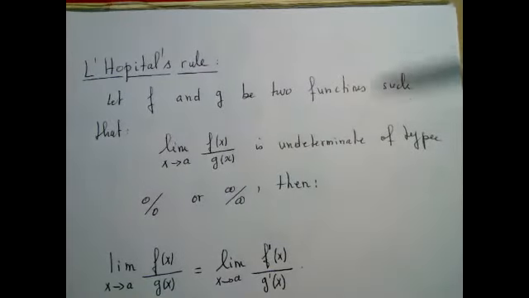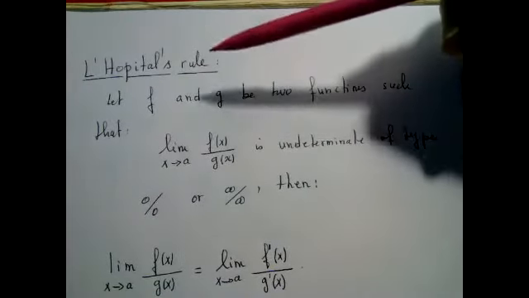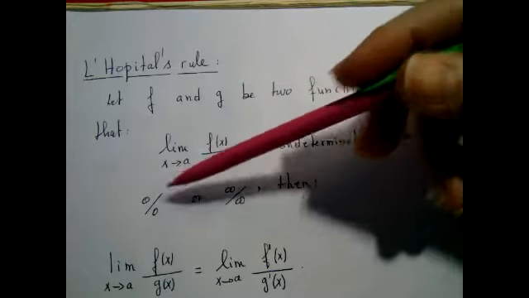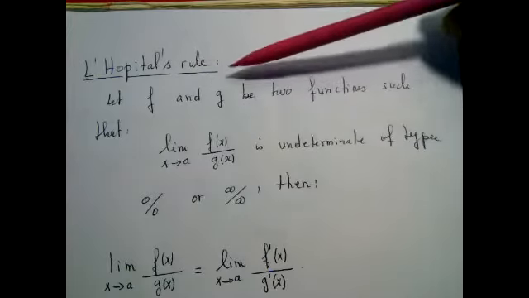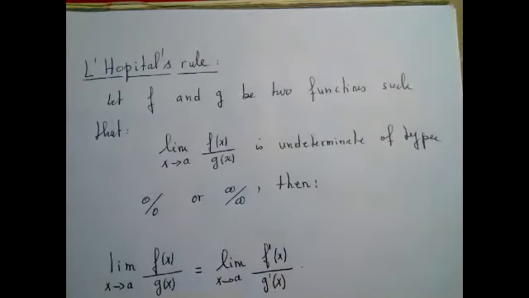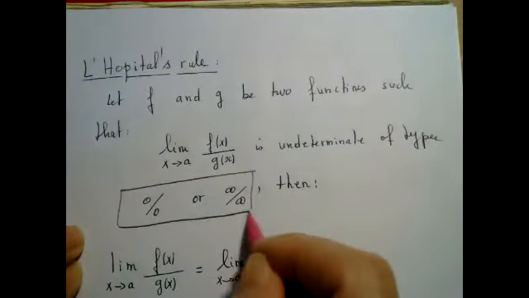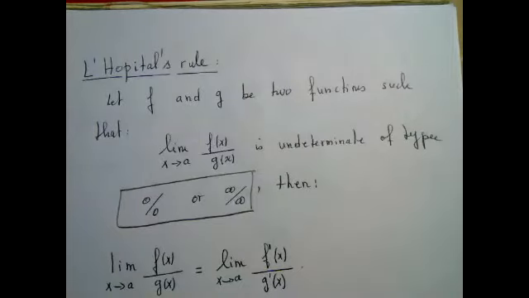L'Hopital's rule is a tool, a way that helps me to compute a particular type of limit. And that entails the following. Suppose f and g are two functions, such that when I take the limit of f over g, I have an indeterminate form, either of type 0 over 0 or infinity over infinity. And that's crucial. L'Hopital's rule applies only in those two scenarios, nowhere else.